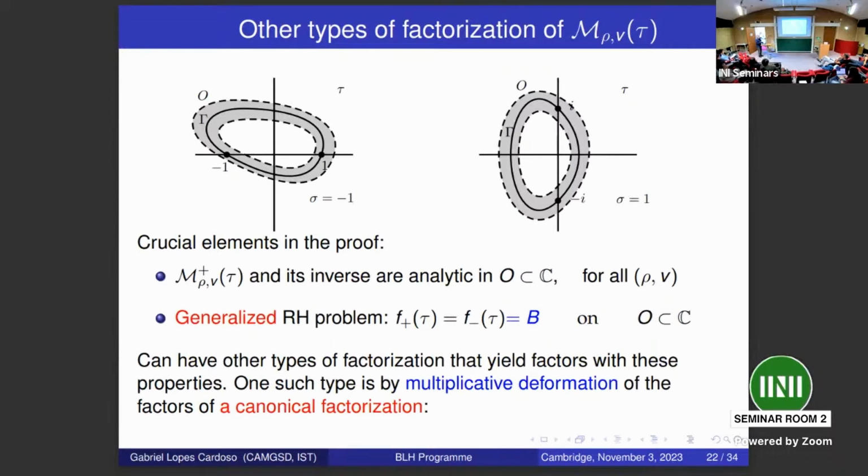So that means that so long as you have factors M plus that are analytic in that neighborhood O of gamma, but not necessarily in the interior, and so long as you satisfy a generalized Riemann-Hilbert problem, you may actually be able to go beyond canonical factorization. And this we called multiplicative deformation of canonical factorization. So let me briefly describe that, and you will hear more about that in the talk by Kasner camera at the workshop. So what do I mean by all these words?